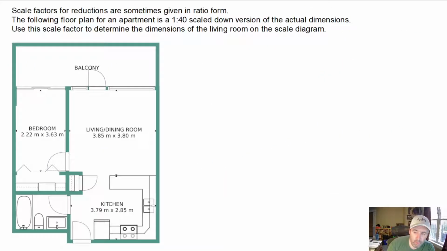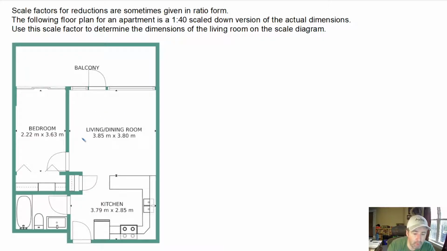Okay, when we work with these, sometimes scale factors for reductions are given in ratio form. So here's a blueprint of an apartment, and it says the following floor plan for the apartment is a 1 to 40 scaled down version of the actual dimensions. So what does that mean? Well, it means a couple of things. It means that the original measurements as given here are 40 times bigger than the diagram measurements.